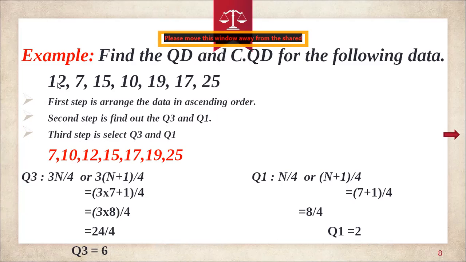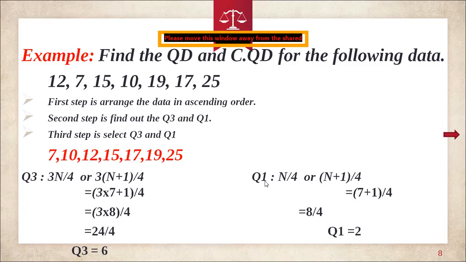See, simple. The first step we have followed is to arrange the data in ascending order: the smallest values first, 7, 10, 12, 15, 17, 19 and 25. These are the values arranged in ascending order. The first step is over. Then in order to find Q3 and Q1, we can go first for Q1.